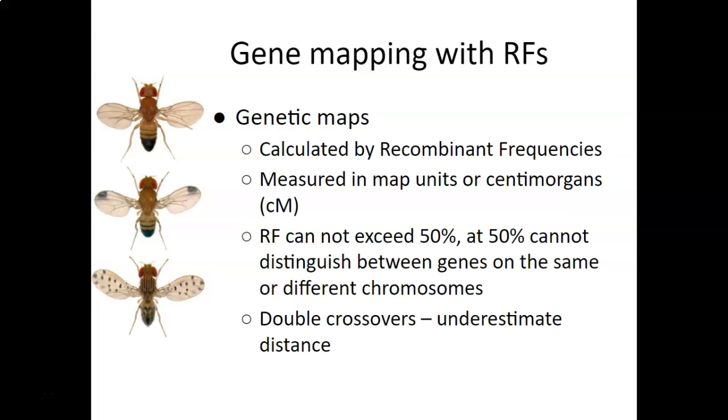And then a recombinant frequency can't exceed 50% because once you're at 50% or greater, you can't distinguish whether those genes are on the same or different chromosomes. So if your recombination frequency is over 50%, you have to say that you are unsure whether the gene is linked or unlinked, because you can't prove one way or the other. And with that, you can have double crossovers, so you can underestimate the distance, which would make you say that it would be linked, but it's actually not, which is why we just don't mess with anything that's over 50%.